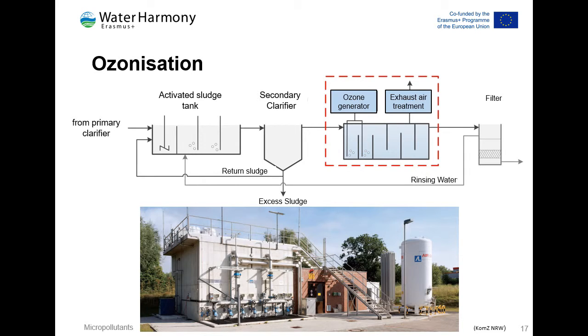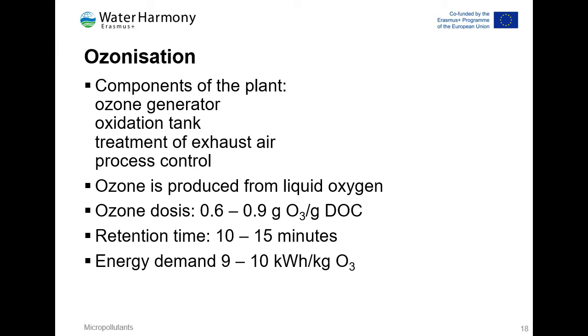For example, ozonization. Ozonization is mainly done in the effluent of wastewater treatment, of the treated wastewater, and we have special reactors then. We have also an ozone generator. Here you can see the oxygen supply for the ozone generator, and then the water is treated with ozone. And mainly we have a post-treatment that can be a filtration unit where the substances which are destroyed can be partly degraded. And of course we need special applications for these facilities. The ozone dose is at the moment sometimes around 1 gram per gram dissolved organic carbon. The reaction time is 10 to 15 minutes, and the energy demand is quite high, 9 to 10 kilowatt hours per kilogram ozone.